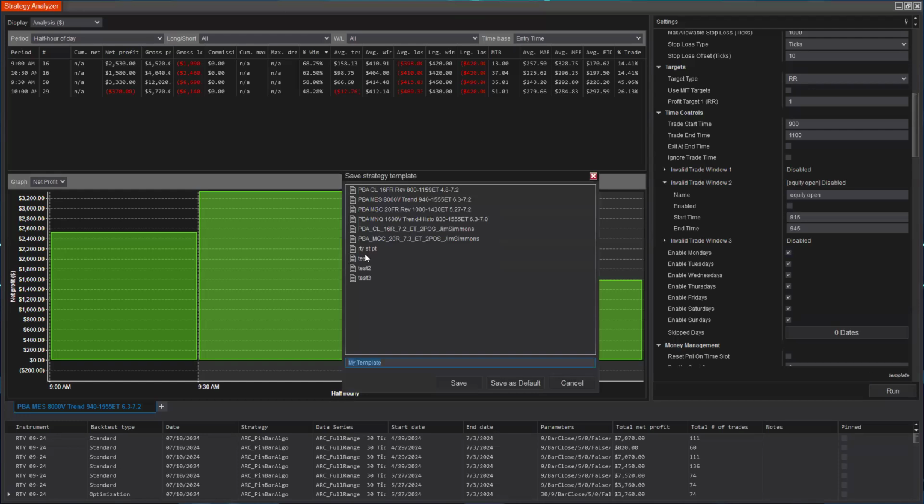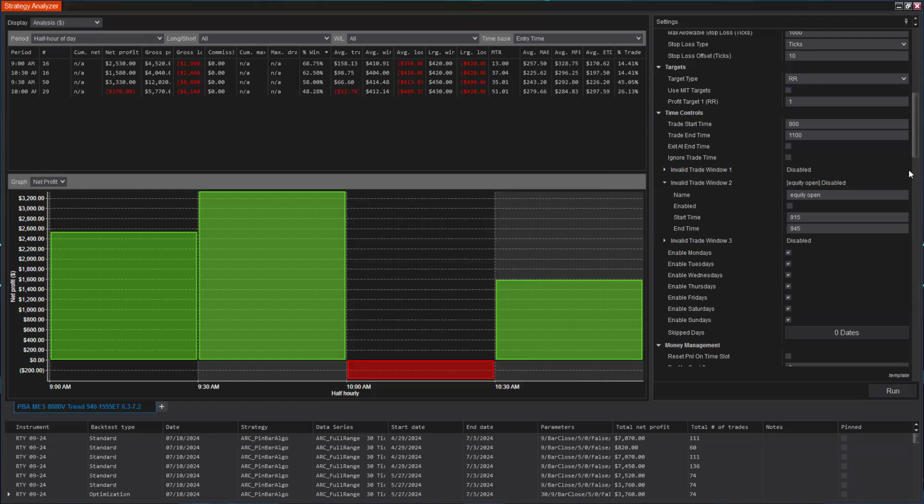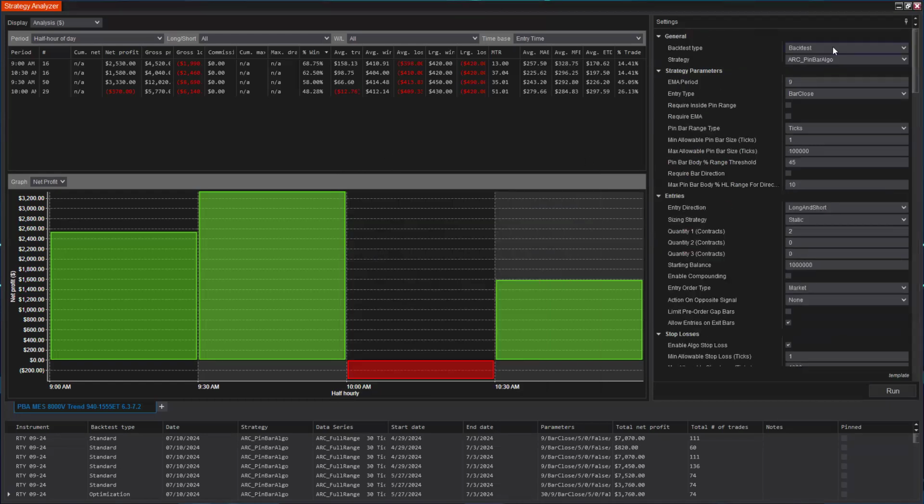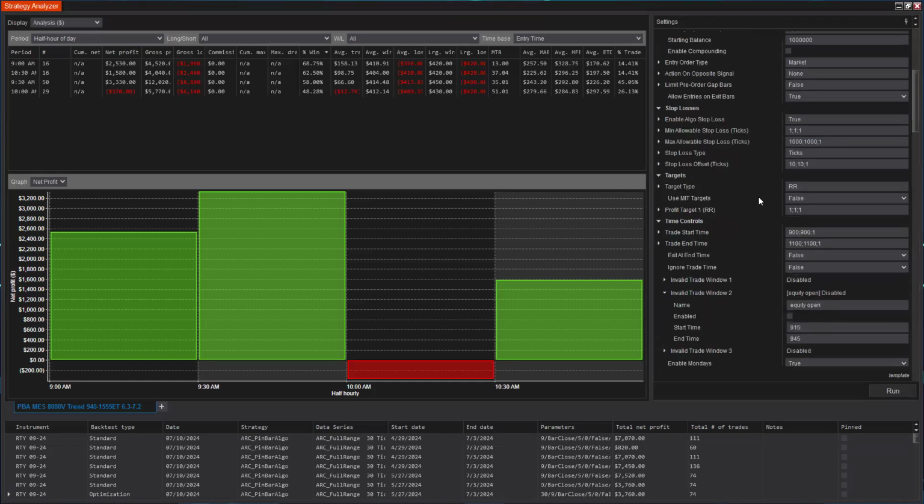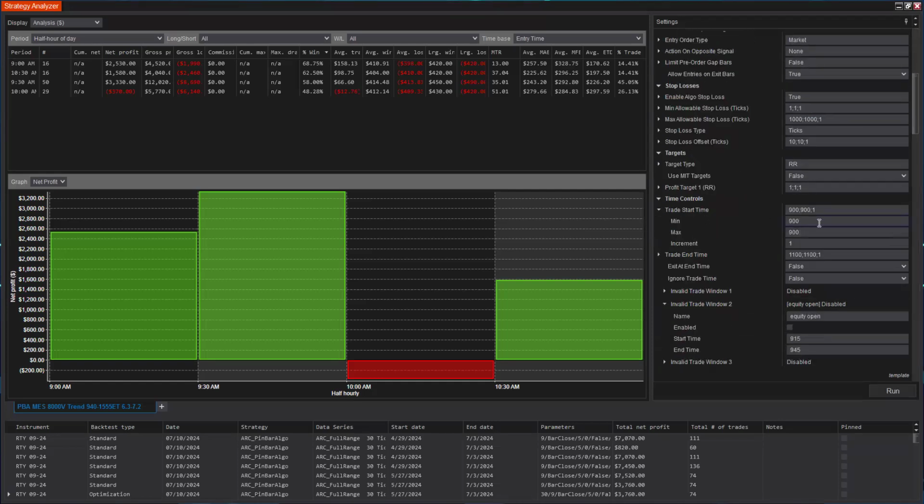Let's see. So we're going to save this first off. Always save. Then you have to load, even though you just saved it. Now we're going to go to optimization and let's go to time. I mean, normally I would not do this, but in this case, it could make sense. Let's go 9 to 10 o'clock.